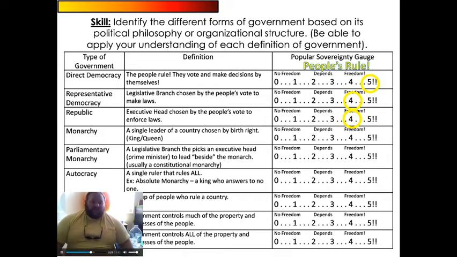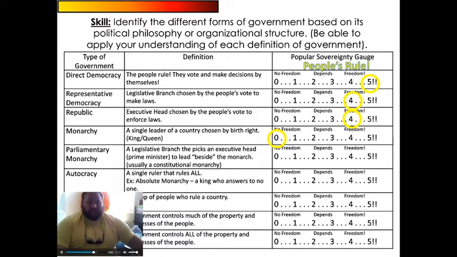A monarchy is where a single king or queen runs a country. They're chosen by birthright, so it's passed down in a family bloodline, father to son, father to daughter, and so forth. And in that kind of system, you have no freedoms. Your decisions are made by the monarch. The monarch is chosen by birthright. There's really no decisions for any individuals.